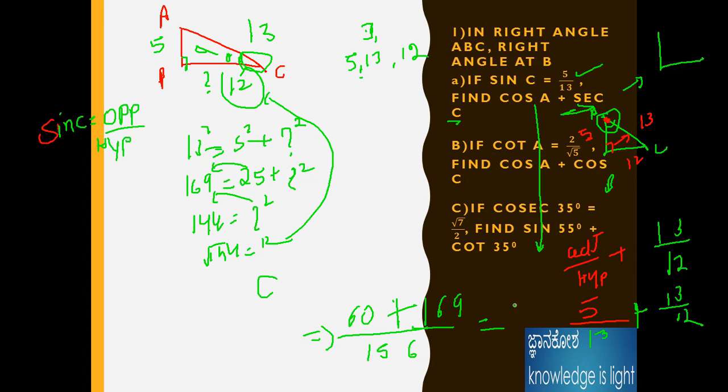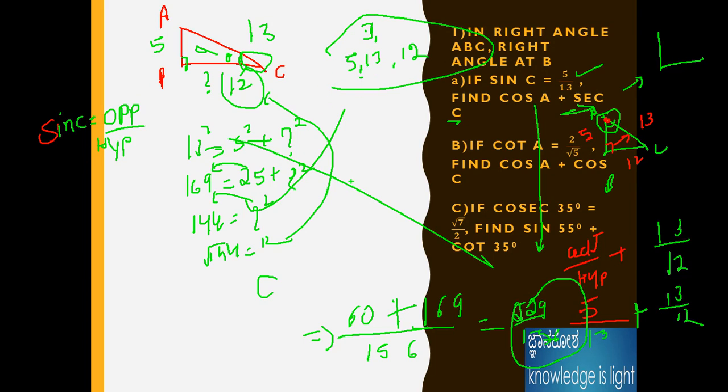169 plus 60: 160 plus 60 is 220, 220 plus 9 is 229, divided by 156 is the answer for this question. Like that we can solve any problem. Don't waste time; by using this logic, using the triplet only, we can directly write any of the answers.